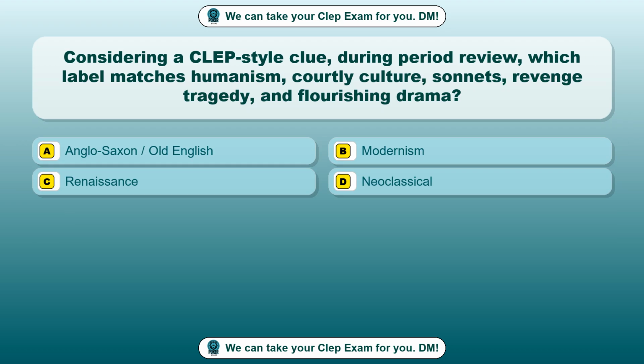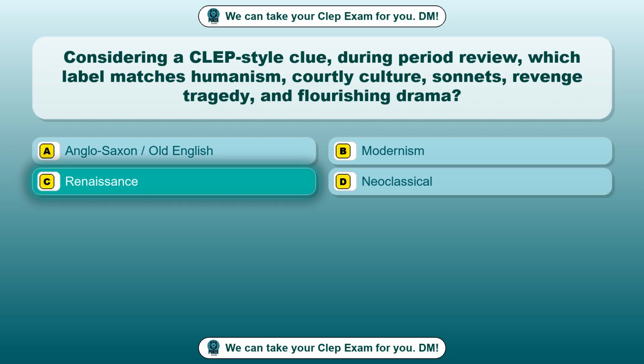Question 78. Considering a CLEP-style clue during period review, which label matches humanism, courtly culture, sonnets, revenge tragedy, and flourishing drama? Option A. Anglo-Saxon/Old English. Option B. Modernism. Option C. Renaissance. Option D. Neoclassical. The correct answer is option C.